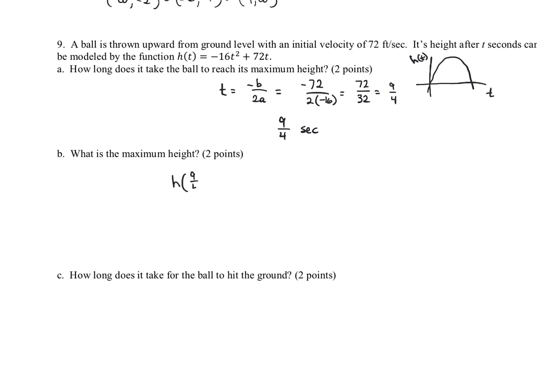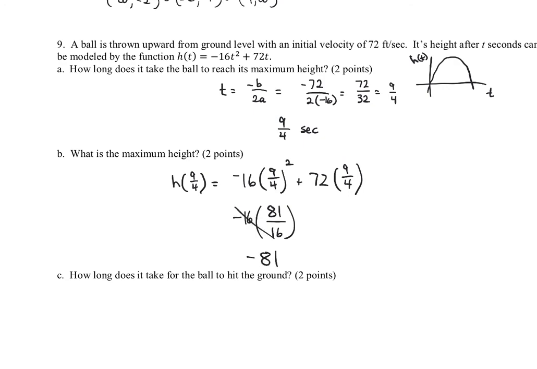So the height at 9/4 of a second is equal to the value of the function when we replace t with 9/4. So 9/4 squared is 81/16 multiplied by -16. So the 16s will cancel, leaving -81. And then here, 4 goes into 72 18 times, and then 18 times 9 is 162, and then add those together to get 81 feet.